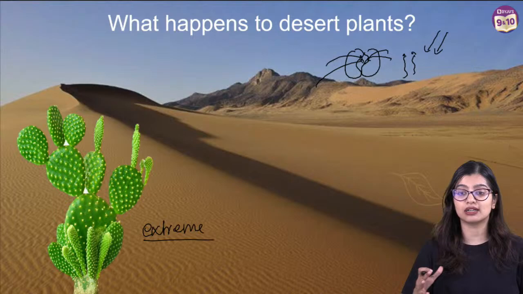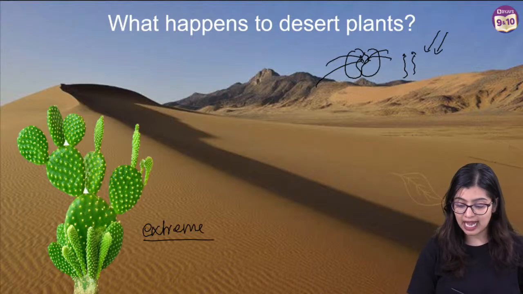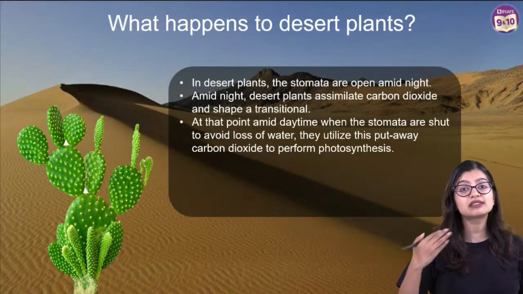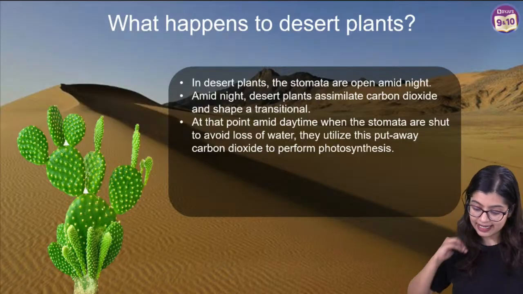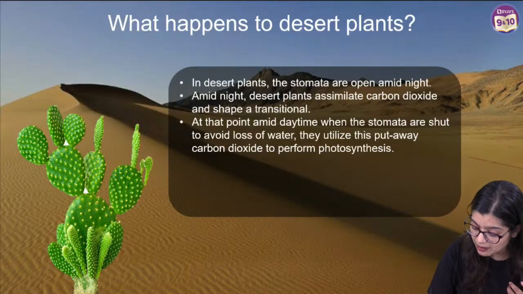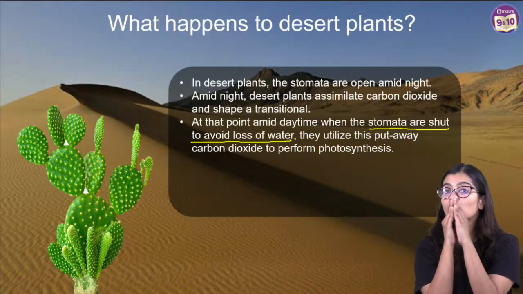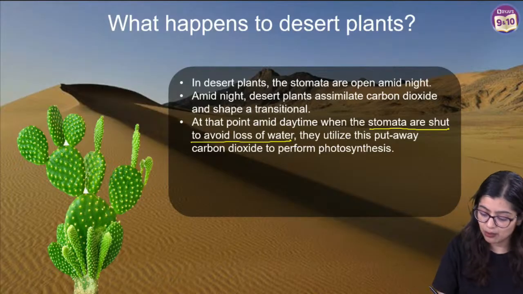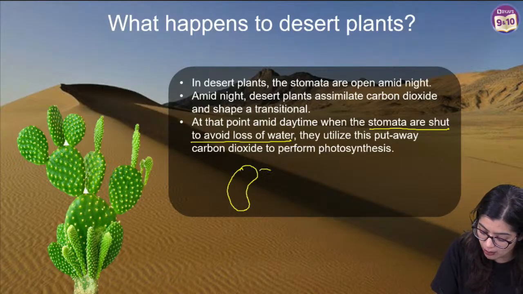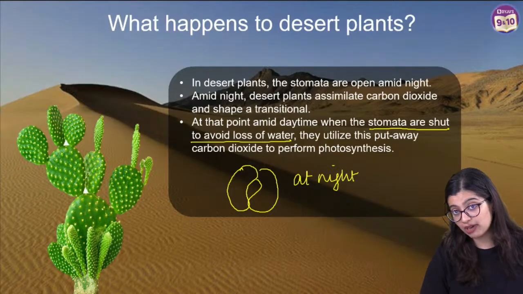And they have to conserve as much water as possible, which is why during the day desert plants have a slightly different adaptation. Now what they do, we see that desert plants keep the stomata shut during the day. So they keep their stomata closed during the day so that they can avoid loss of water. And instead, what do they do? They open the stomata at night.